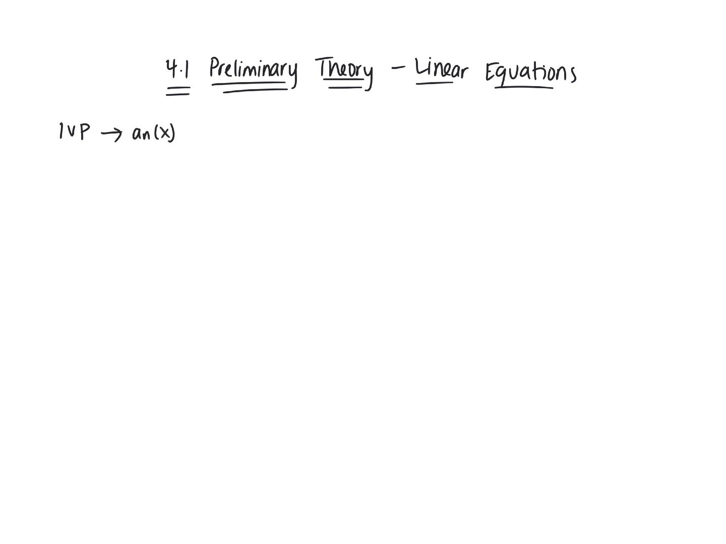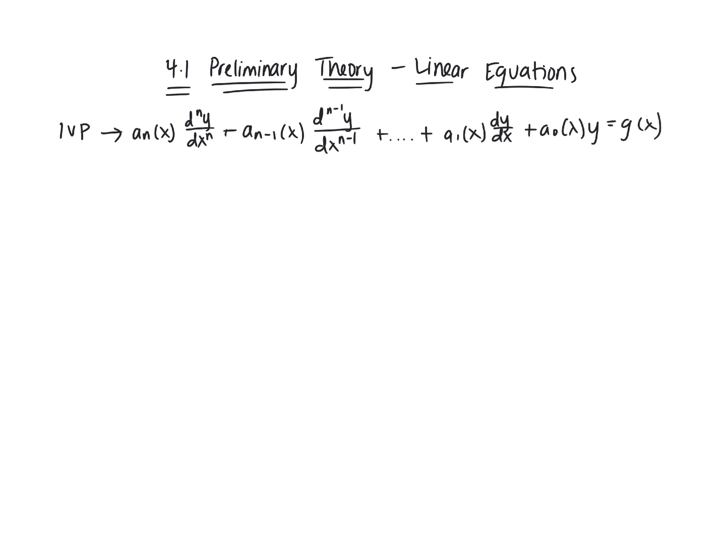a_n(x) times the nth derivative plus a_{n-1}(x) times the next derivative, and so on and so forth, down to a_1(x) dy/dx, plus a_0(x) y is equal to g(x). So that we've seen before. This is just a plain nth order linear equation.